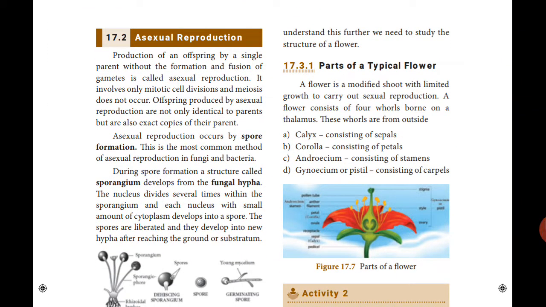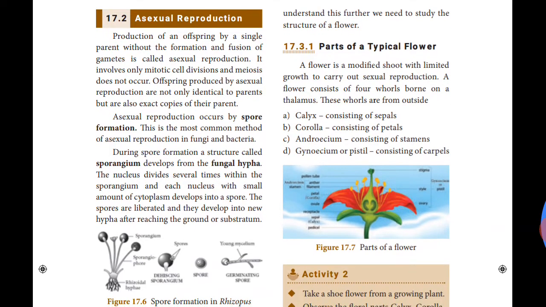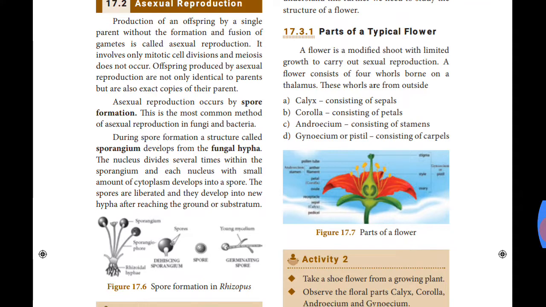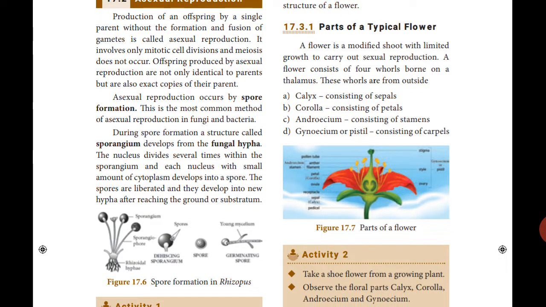Next, parts of a typical flower. The flower is the important essential organ for sexual reproduction. It is a reproductive organ. Sexual reproduction takes place in the flower only. The flower is a modified shoot with limited growth to carry out sexual reproduction.